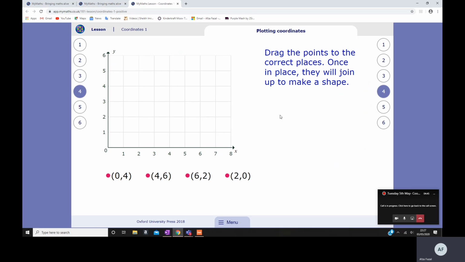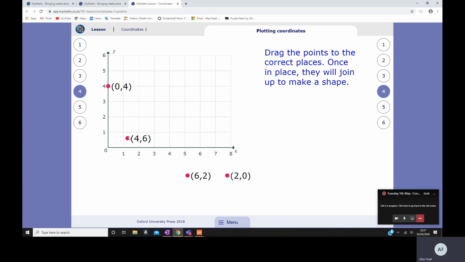Drag the points to the correct places. Once in place, they will join up to make a shape. Ooh, let's see. So along the corridor, 0. Up the stairs, 4. So 1, 2, 3, 4. There. 4 across, 6 up.